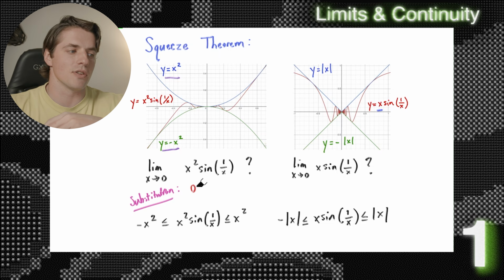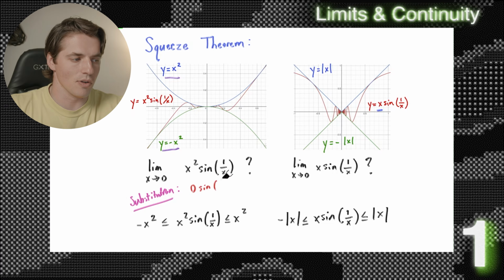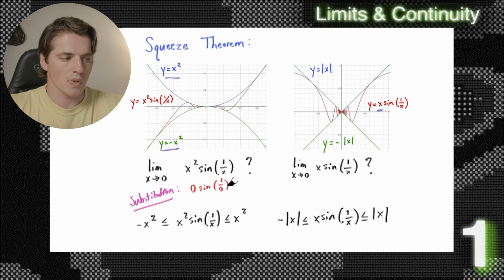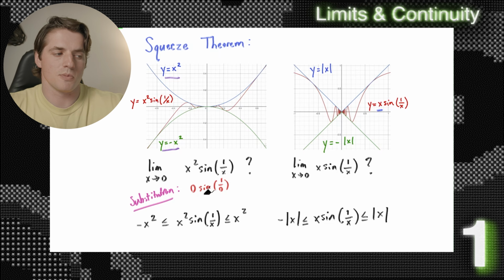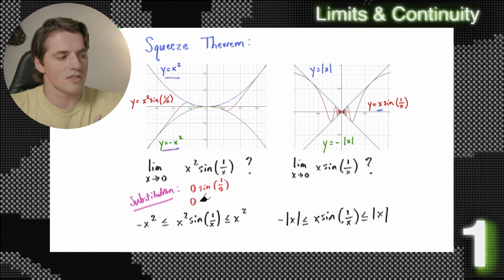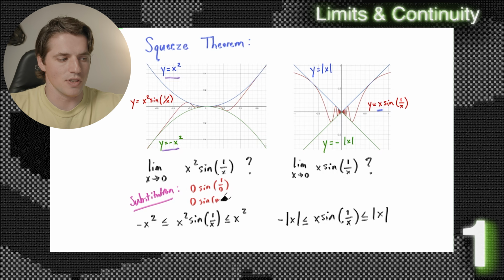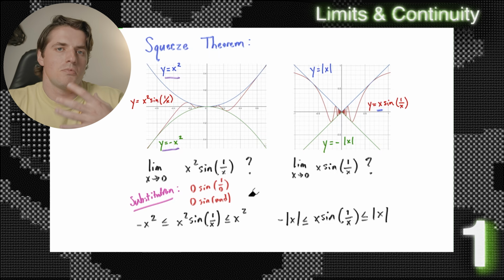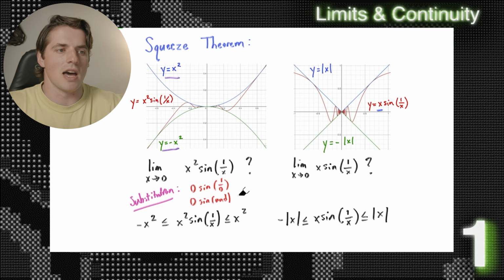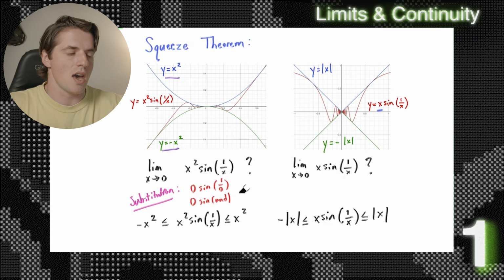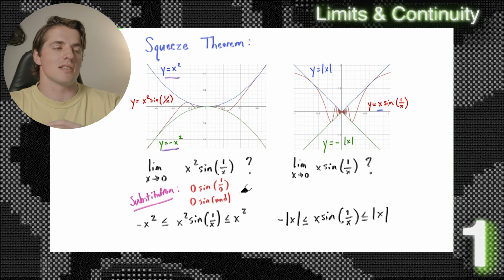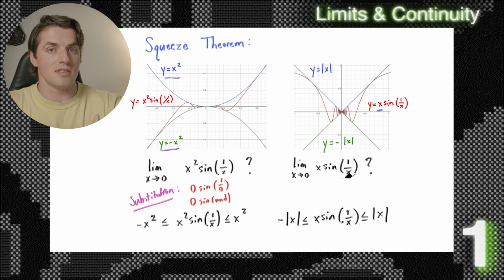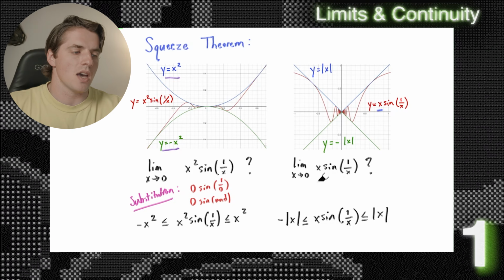If we plug in 0, we get 0 times sine of 1 over 0. So we can take the sine of numbers, but we can't take the sine of something that's undefined. So 0 times sine of undefined. We can't do this. We don't have any sort of value that this is. We could say that the limit does not exist, but maybe it does. And so that's what the squeeze theorem helps us answer.